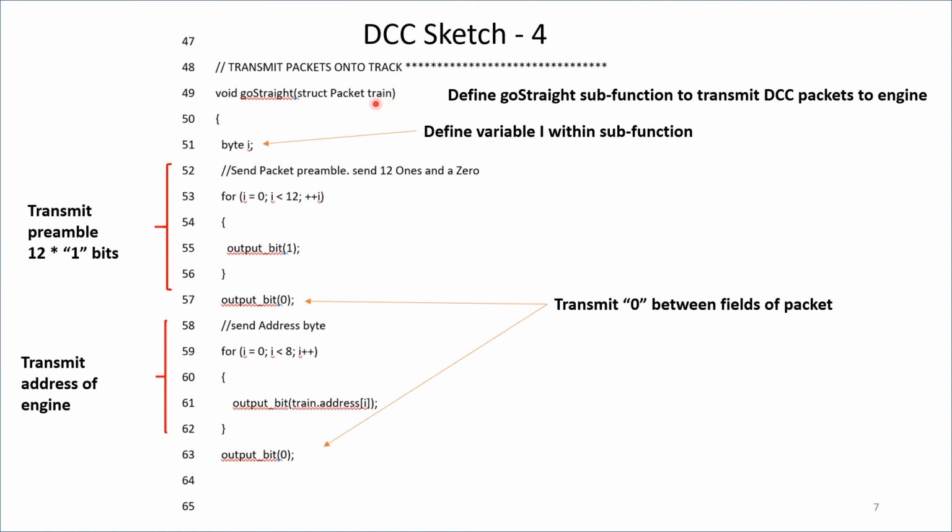Now the next subfunction was the go straight. The go straight tells the decoder what it wants the engine to do from the train packet. First of all, I send out 12 ones for the preamble. Then I send out a bit 0 to tell the decoder the preamble is finished and next is coming the address byte. Then I send out the 8 bits of the train address, and then I send out a 0 bit to tell the decoder that I've stopped sending out the train address, and the next field after this is the command field.